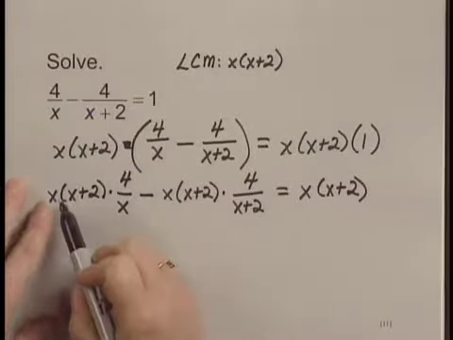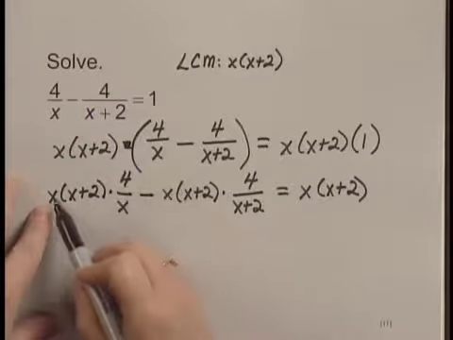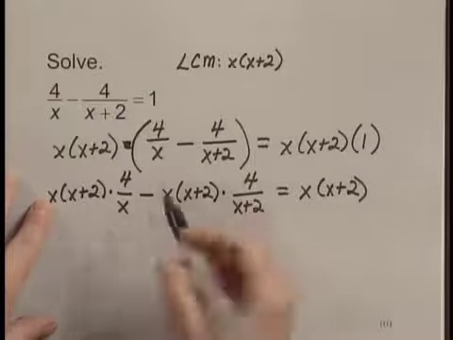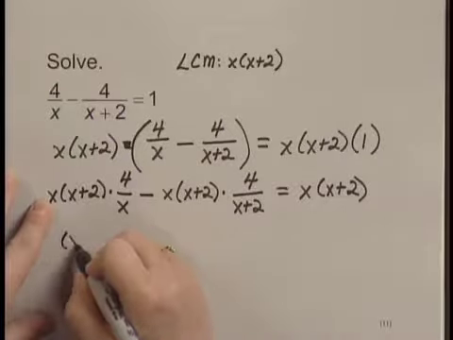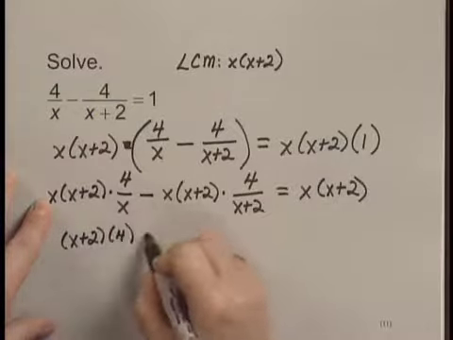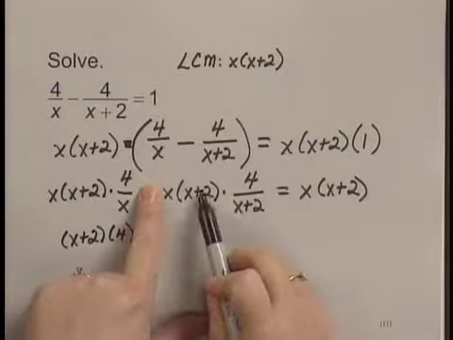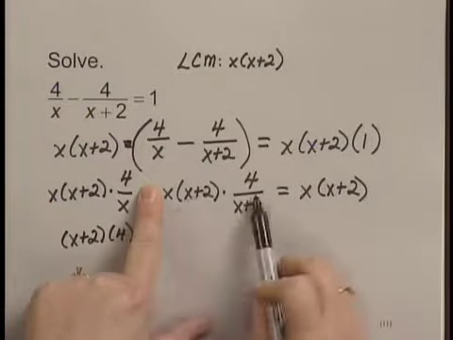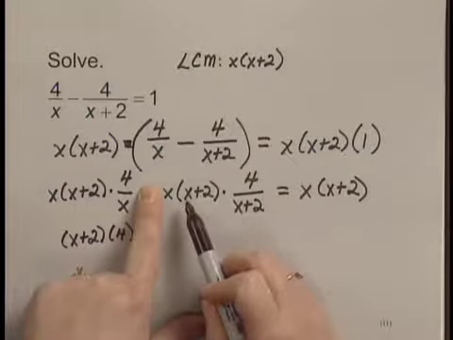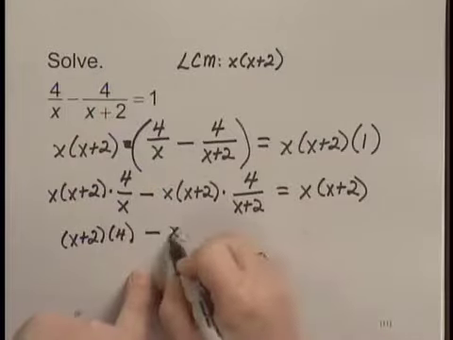Multiplying, I have x times x plus 2 times 4 all over x. The x in the numerator and the x in the denominator will cancel, and I'll be left with x plus 2 times 4. When I multiply here, I have x times x plus 2 times 4 divided by x plus 2. The factor x plus 2 in the numerator will cancel with the x plus 2 in the denominator, and I'll be left with x times 4.